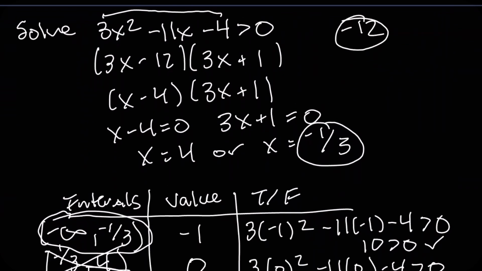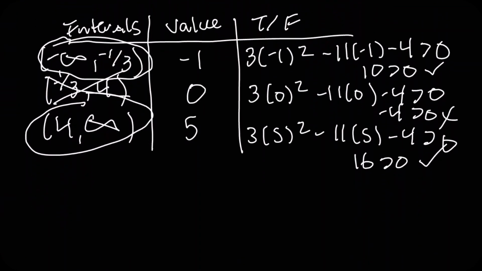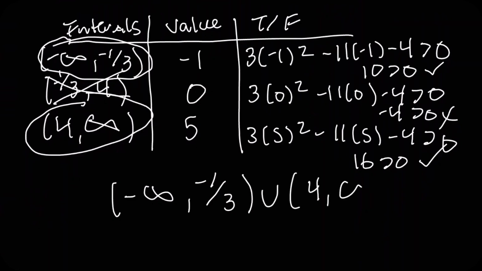So notice how we have a greater than here, so we'll go ahead and use our parentheses. So we have two things here. We have negative infinity and we have negative 1/3. And then we want to go ahead and do a union of 4 to infinity. And that'll give us the solution to that particular question.